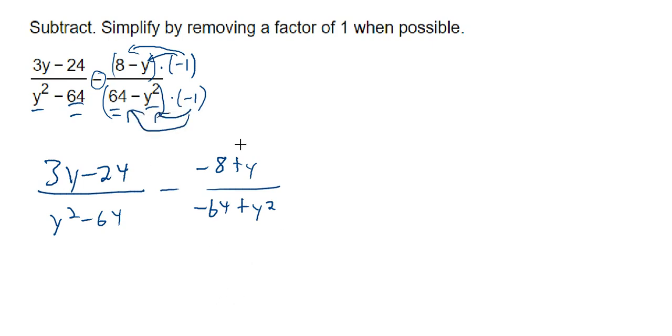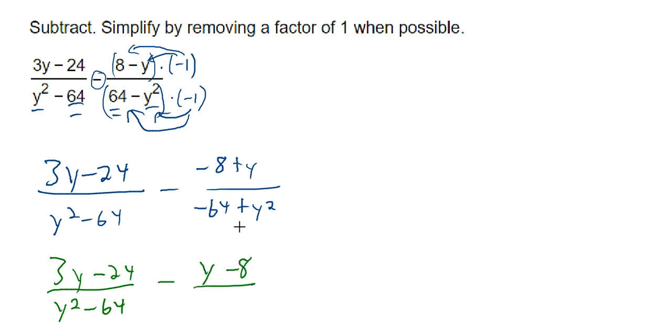All right. And then I'll just flip these around so they look more normal, from highest to lowest power, the way we're used to seeing these kind of expressions. So again, I hate to have to copy this down again, but I'm going to. Minus, we'll put the y first, the -8 second. And on the bottom, we're going to put the y squared first, the -64 second.